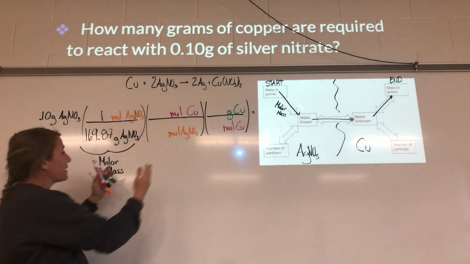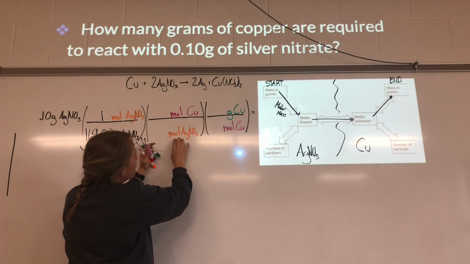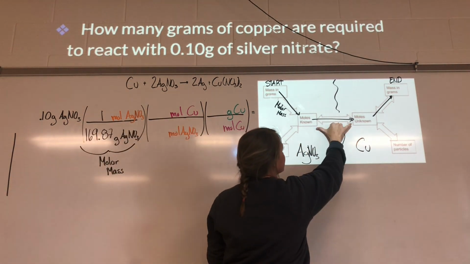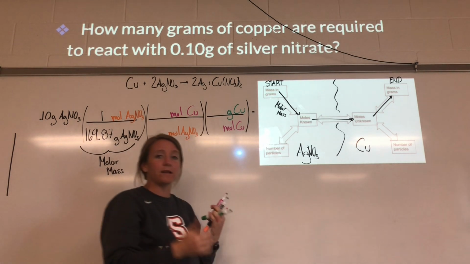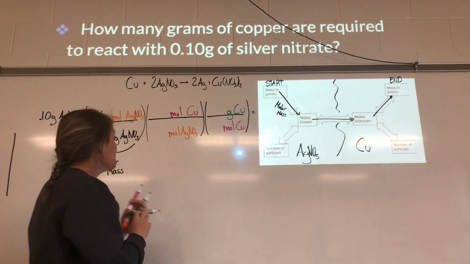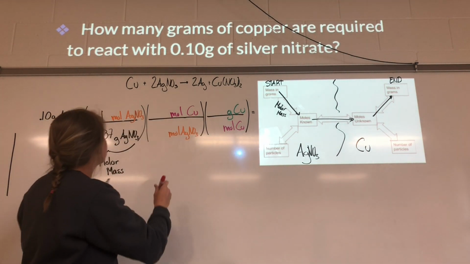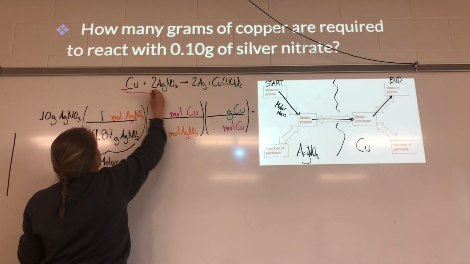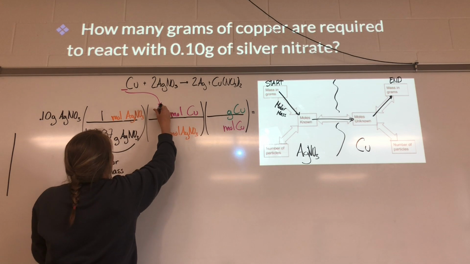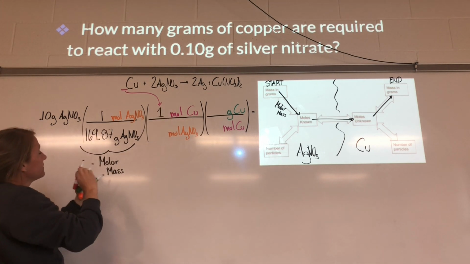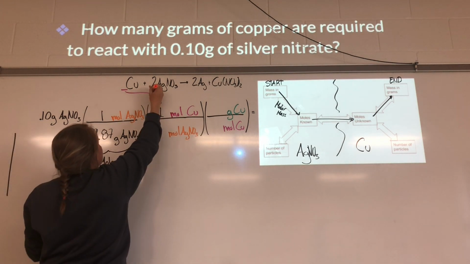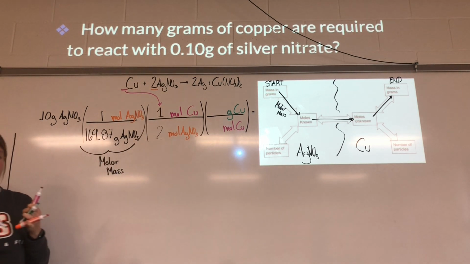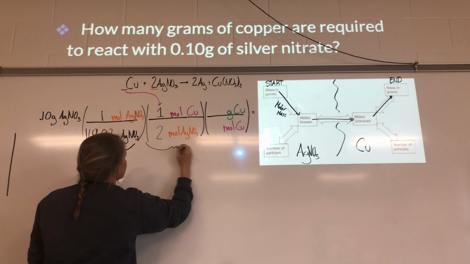Okay? All right, this conversion is comparing moles of something to moles of something else. The thing that connects substances together through the mole is the balanced equation. So we're going to go to the balanced equation, and I'm going to say, all right, so for copper, there's nothing there, so that means there's 1 of those. For silver nitrate, we have 2 of them. So this step right here was the balanced equation.